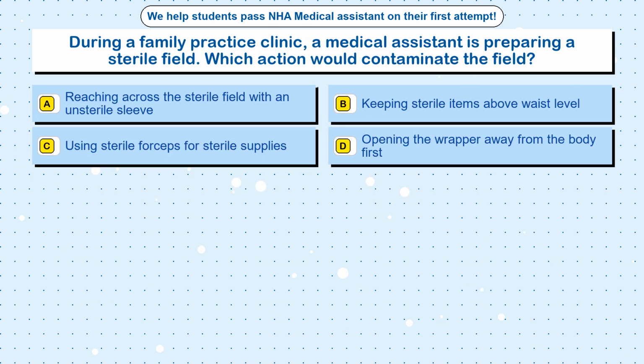Question 84. During a family practice clinic, a medical assistant is preparing a sterile field. Which action would contaminate the field? Option A. Reaching across the sterile field with an unsterile sleeve. Option B. Keeping sterile items above waist level. Option C. Using sterile forceps for sterile supplies. Option D. Opening the wrapper away from the body first.